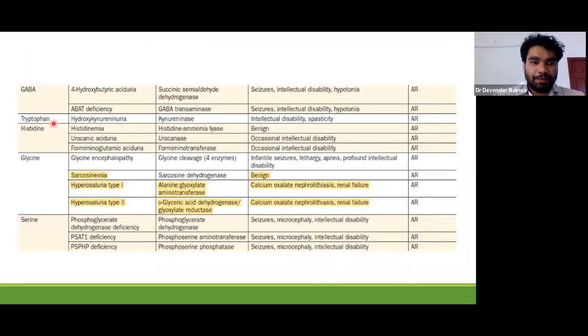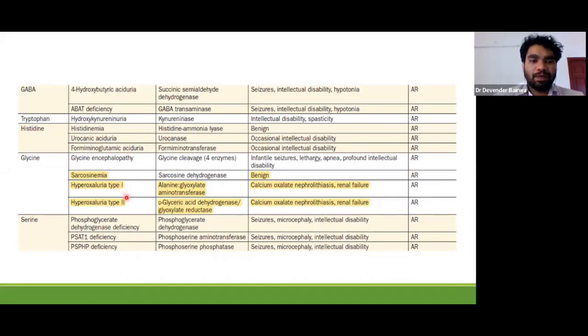Coming to GABA, tryptophan, histidine, nothing is important in this as far as your questions are concerned. In case of glycine, you can see sarcosinemia is there. I have highlighted this because I wanted to show that many of the defects can be very, very benign. Sarcosinemia has not been associated with any kind of clinical manifestations.